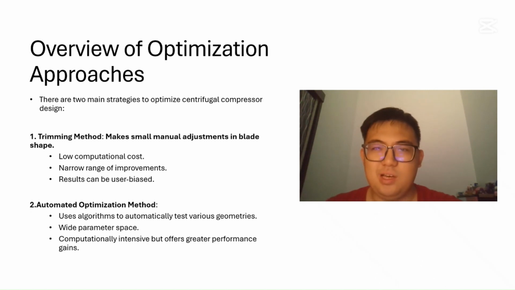The second one is the automated optimization method. This uses an algorithm like the genetic algorithm to explore a wide range of blade geometry. It supports a multi-parameter optimization, offering a more significant performance improvement. While computationally heavier, it eliminates the guesswork and finds solutions that are often beyond human intuition.